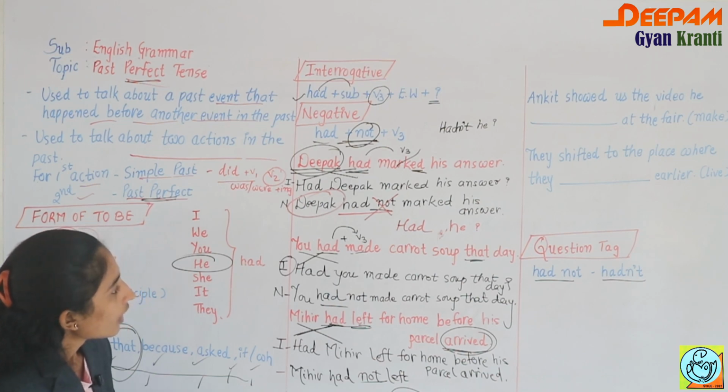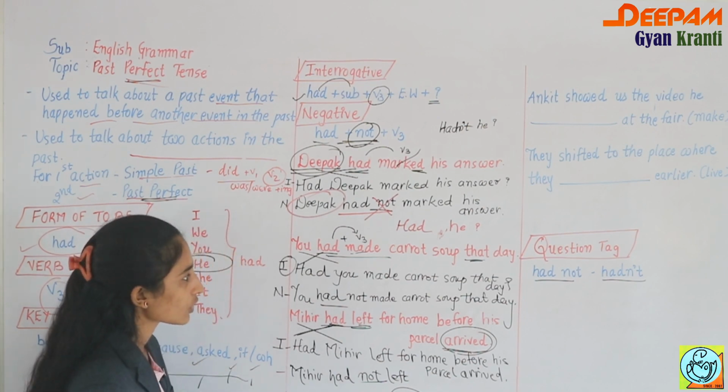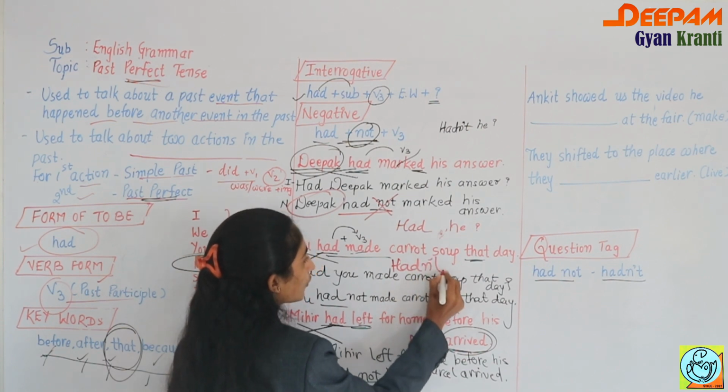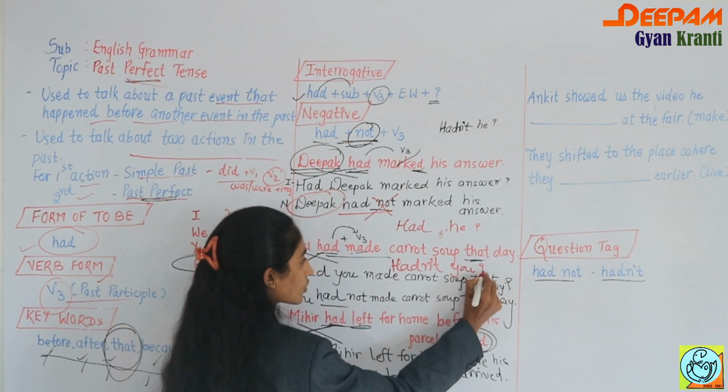Next one, you had made carrot soup that day. So here the sentence is positive, so the question tag we have to use is negative. So hadn't. And for you, which pronoun do we have to use? So hadn't you, then comes the question mark.